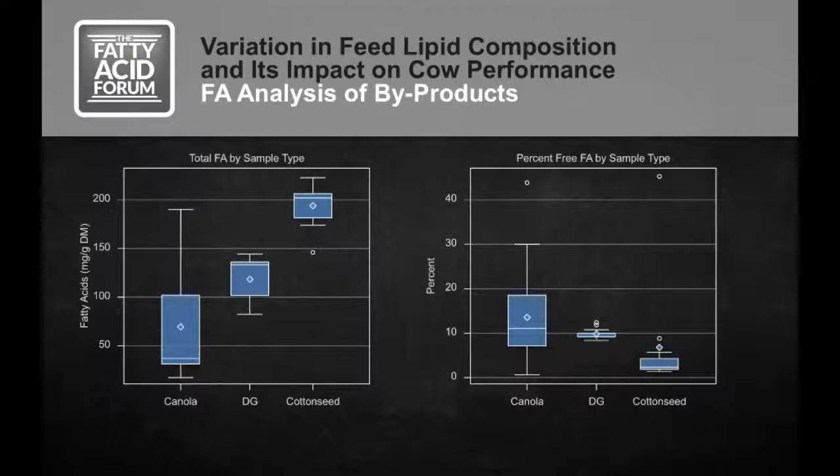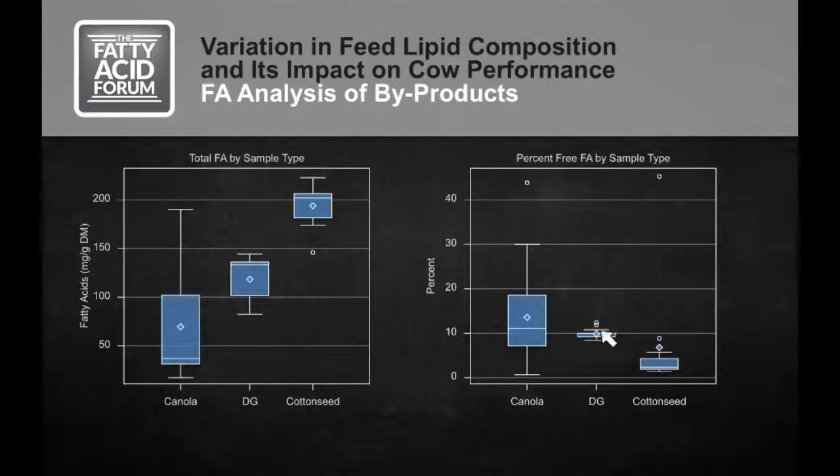Also looked at this in our byproduct feeds. Here on the left is the figure I showed for fatty acid concentration previously. And now here on the right, looking at free fatty acids as a percent of total fatty acids in these feeds. And we can see in this case that all of these feeds have a significant amount of free fatty acids in them, with much less variation in the amount of free fatty acid in the distillers.